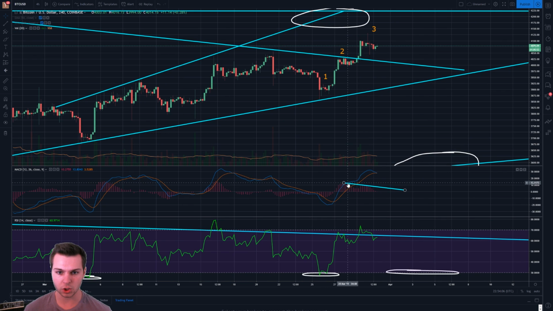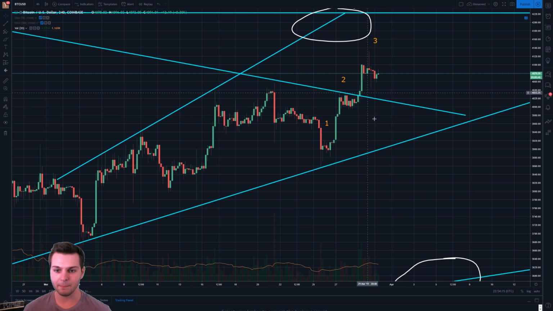And even if you would have shorted the top of the MACD, you'd be in a loss. And that really shouldn't be the case. The fact that we're forming bearish divergence on our MACD and on our RSI, but yet pushing higher, tells me that this could actually be a hidden bullish thing.